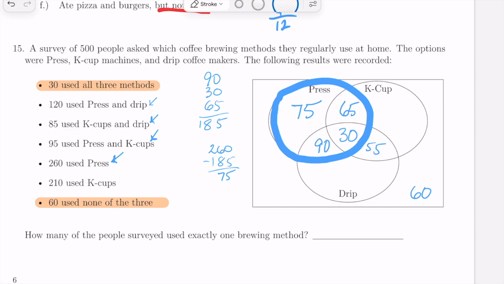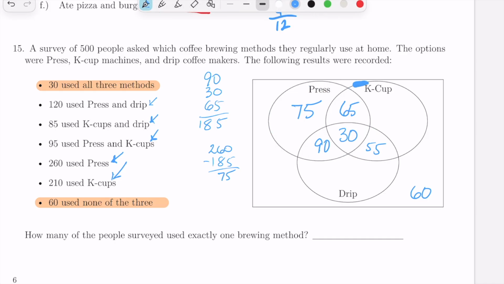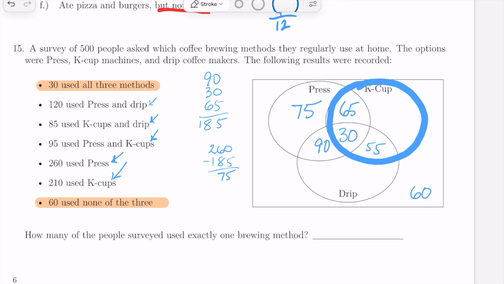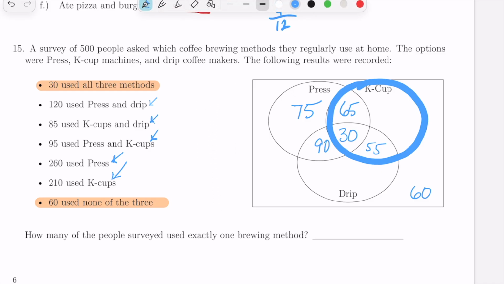We're almost finished. Boy, there's a lot going on here. 210 used K-cups. So we'll look over at the K-cup section, which is here. There should be 210 people in that spot. And if I add up the ones that I have, I have 150, but I need 210. So I'll take 210 minus 150 gets me 60. So there's 60 people out here.